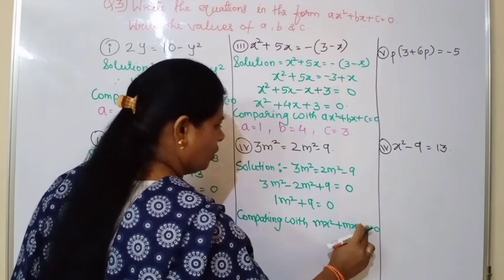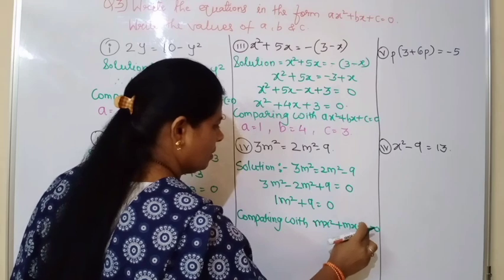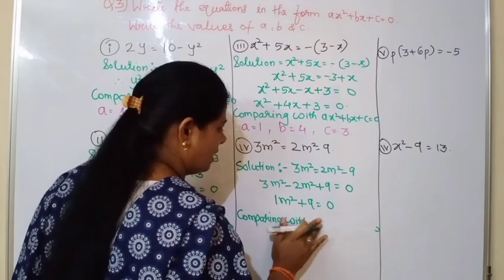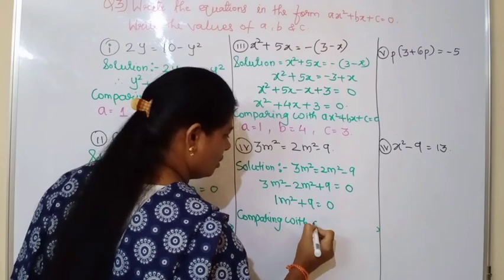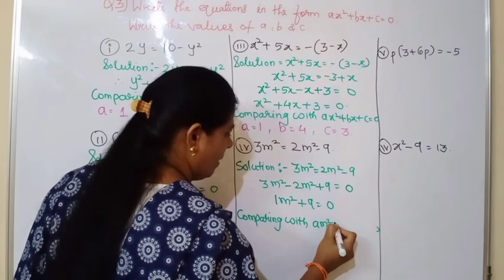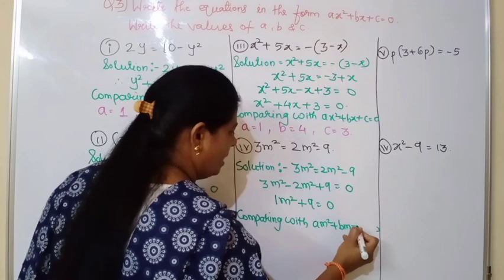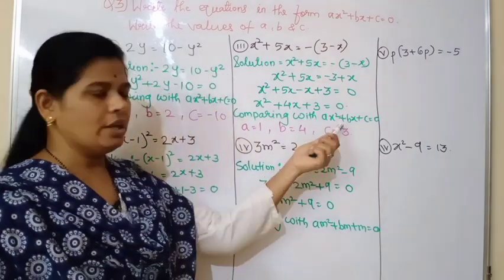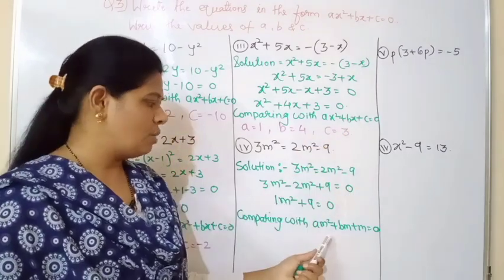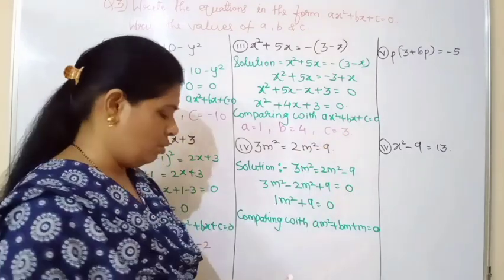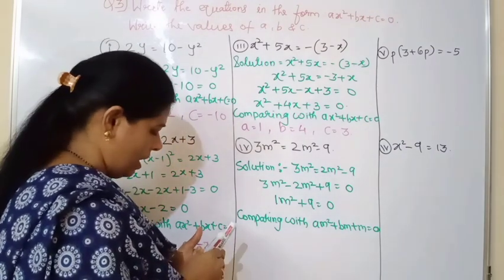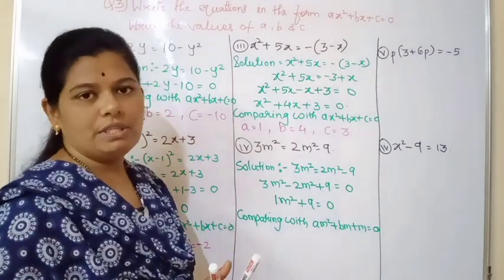Sorry, not plus c. Sorry, just wait here. Here I will write it as am square plus bm plus c equal to 0. So instead of ax square plus bx plus c, you can write this form also. So now after comparison, we will see what our values will be.